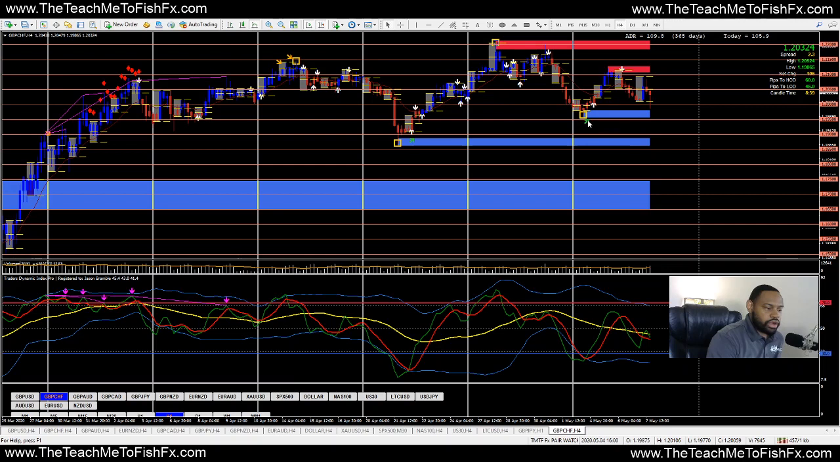Monday the 4th, May 4th, 2020. It looks like it has gone up since then, and has come back down to retest this area. Yeah, that's exactly what it did. It came down to retest this area right here.